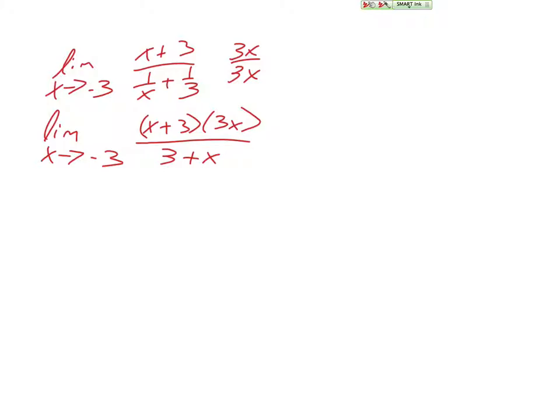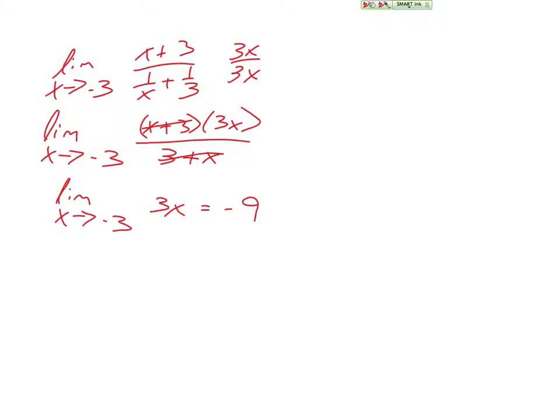Once we do that step, what should happen? Something should cancel, which it does. So that leaves me with 3x, and what do we always do after we cancel? Plug in, so I get negative 9. Okay, which one did you want, Lainey?